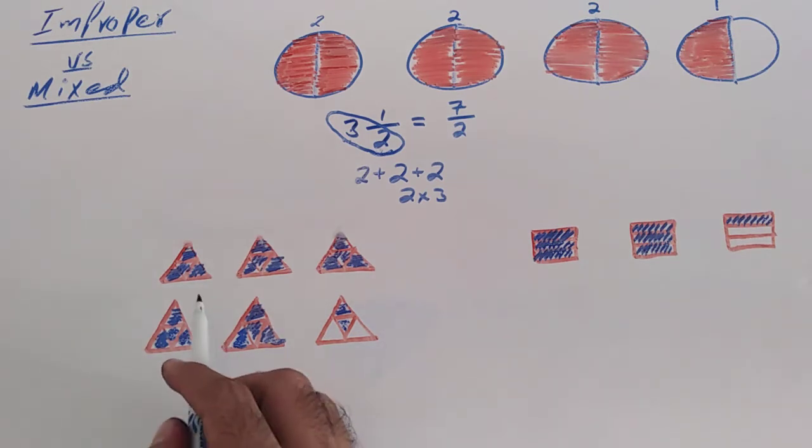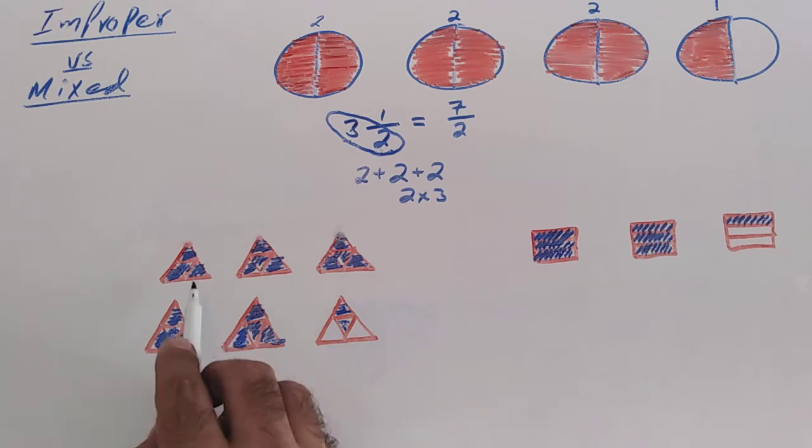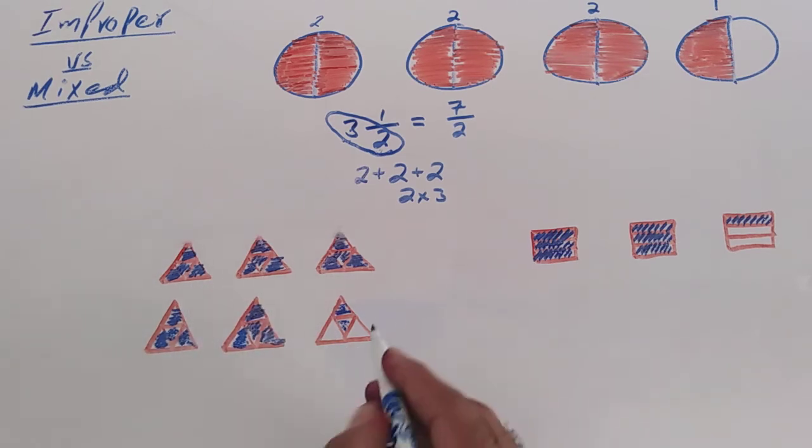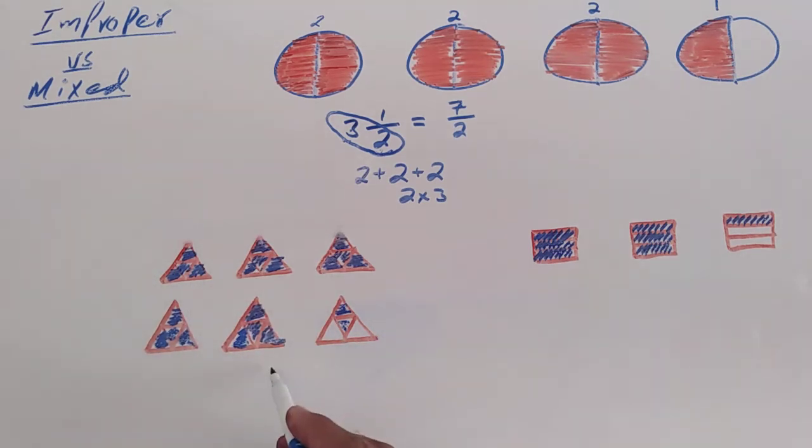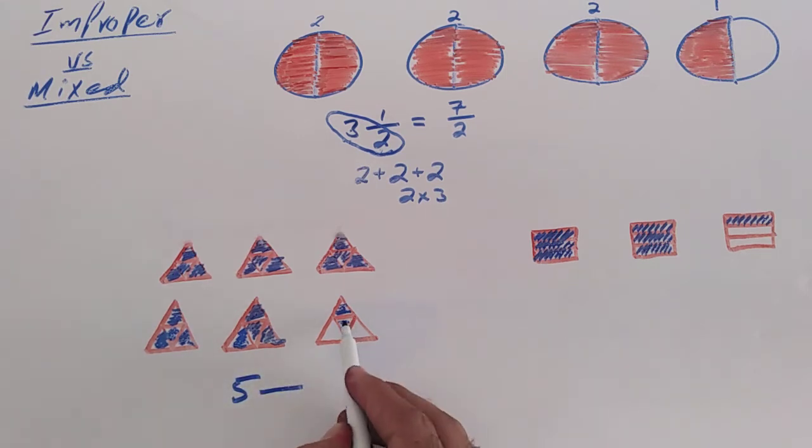Again, if you write the mixed number from this, you can see 1 2 3 4 5. So 5 of the wholes are shaded, and this is also shaded. Okay, and how many parts are shaded now? 1 2 out of 4. So this is the mixed number.